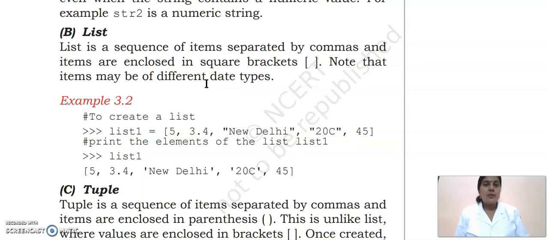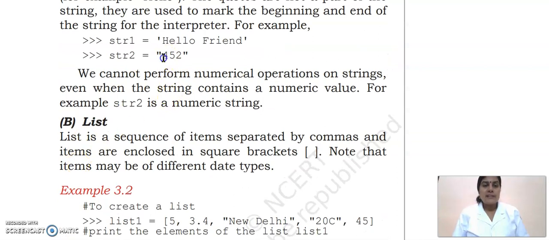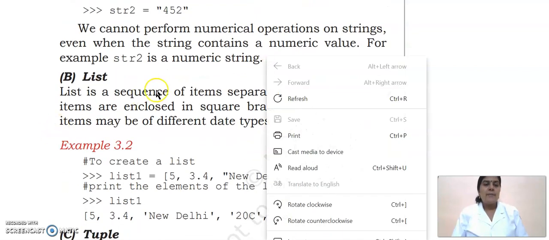Suppose this is a string, 452. If you want to convert it to an integer, it is possible, we can convert. If you want to make a string like 452 into numeric format, we can do it by using conversion techniques. We will study strings in detail in the next chapters. This is the introduction of string.